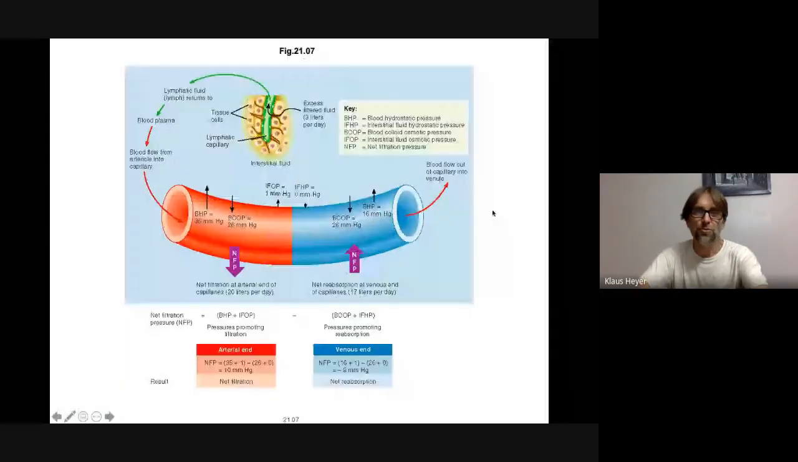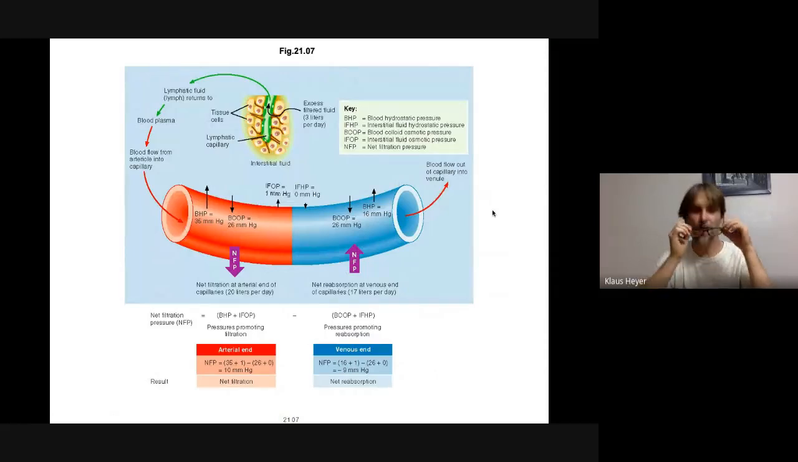Now we're getting into physiology of blood vessels. This slide is looking at how water moves in and out of capillaries, either into the interstitial fluid or from the interstitial fluid into the capillary. That happens by diffusion of water, or osmosis. And so there are pressures that are pushing, and there are pressures that are pulling.